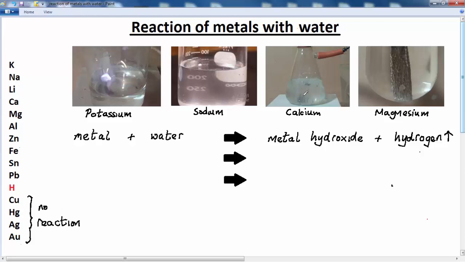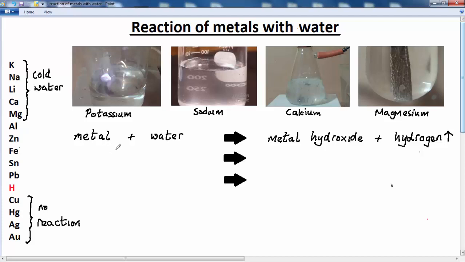In the case of calcium, well, the calcium sinks to the bottom of the flask, but it will react vigorously with water. And well, magnesium, this is a magnesium ribbon, and that's been placed in this cold water, and you'll notice that after a while bubbles start to appear on the surface of the magnesium ribbon, but this is really a very, very slow reaction indeed. So we can say that these elements react with cold water with decreasing reactivity.